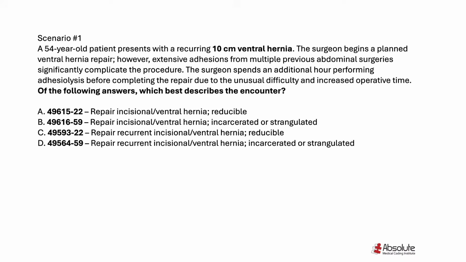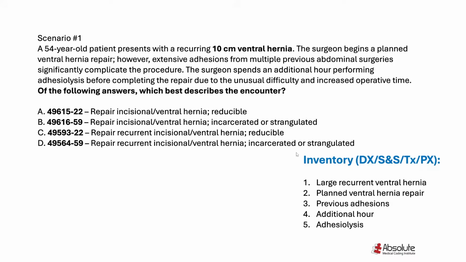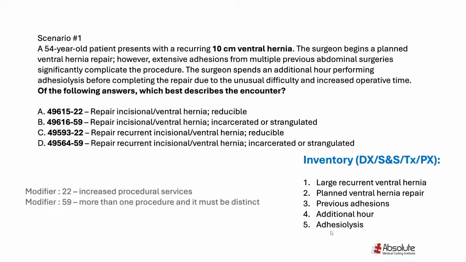All right, so I'm going to pick it up just a bit, okay? All right, so a lot of you are saying C. Let's see. All right, so here are the inventory. Just like previous in ICD-10-CM, the inventory is going to remain the same. So this patient has a large or 10-centimeter recurrent ventral hernia, and a planned ventral hernia repair took place. Patient had previous adhesions. It took an additional hour, and adhesiolysis took place as well. So there are 2 procedures.